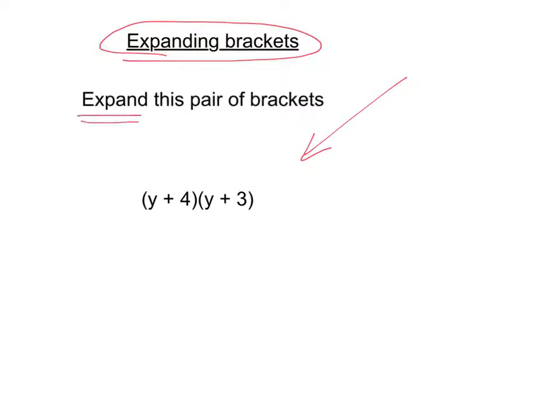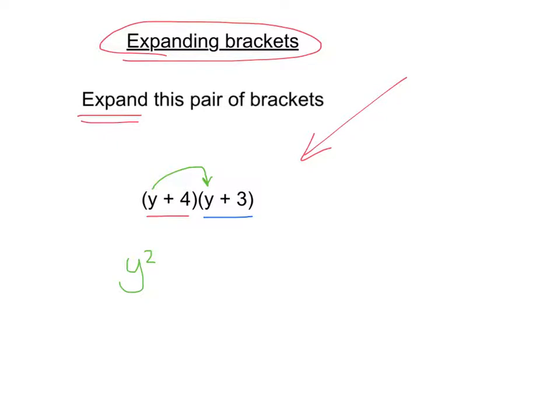So here we go. We've got to expand this pair of brackets. So what we're doing is we're multiplying everything in the first bracket by everything in the second bracket, and this is the process. So we take the y at the first bracket first and we times it by the y in the second bracket. Y times y gives us y squared.